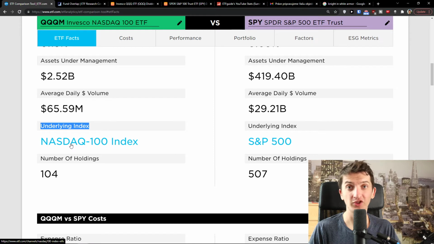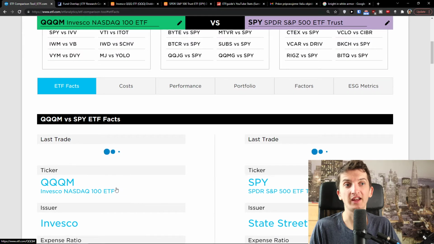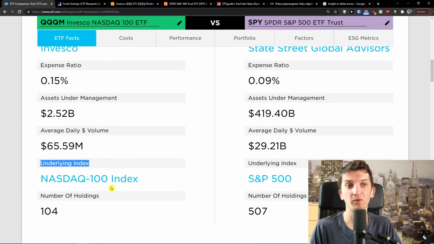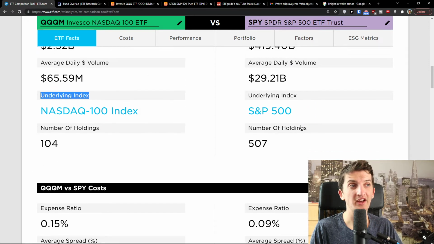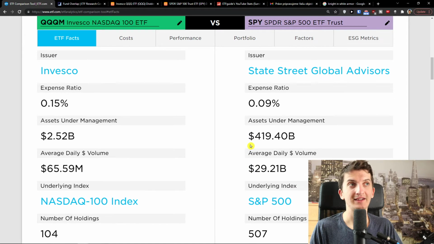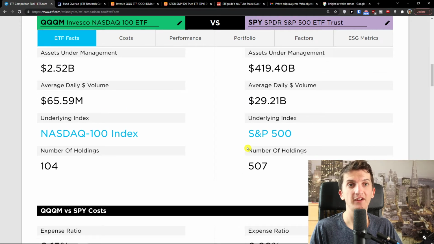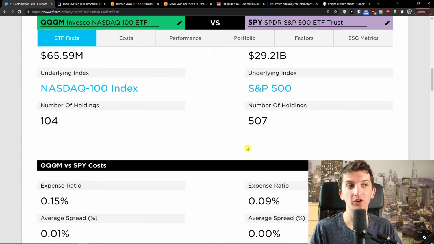And again, the underlying index: QQQM is copying the top 100 companies in the Nasdaq right now. Primarily, they are technology companies, but QQQM is not, I would say, a technology ETF. It's copying what the market is saying is the best, the top 100 holdings, right? Then the underlying index for SPY is the S&P 500, 507 holdings. SPY is more diversified compared to QQQM.